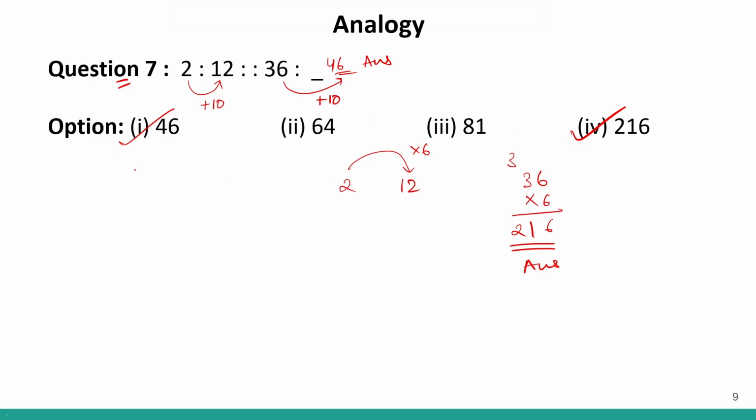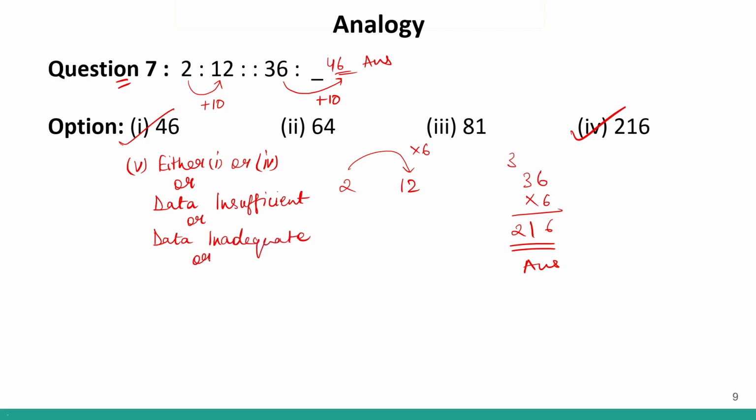So what will be the answer in your examination? In your examination, it could be either 1 or 4, or you can mark data insufficient, okay, or you can mark data inadequate, or you can mark that more than one option is correct. If you get any of these options, you will mark this, okay. Otherwise, you will have only one correct answer.